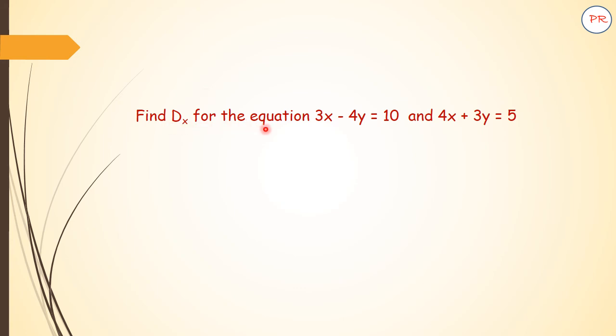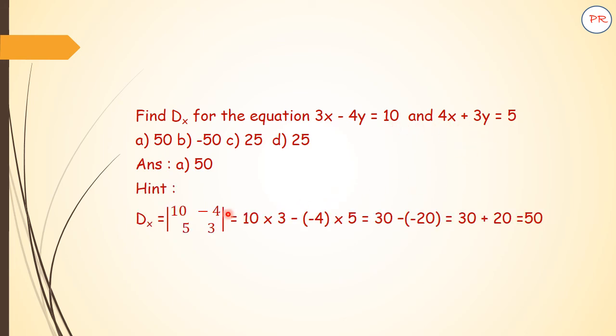Find Dx for the equation 3x minus 4y is equal to 10 and 4x plus 3y is equal to 5. Options are A 50, B minus 50, C 25, D 25. Answer is A 50. To solve this, we have to consider the coefficients of y in both the equations as well as the constants over here. Let us see how to solve this.